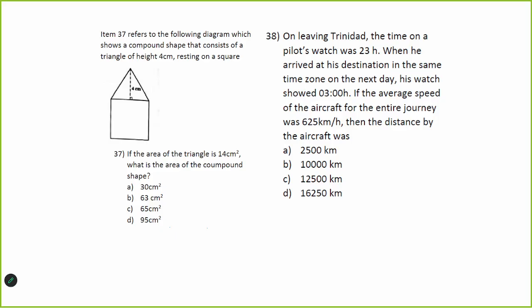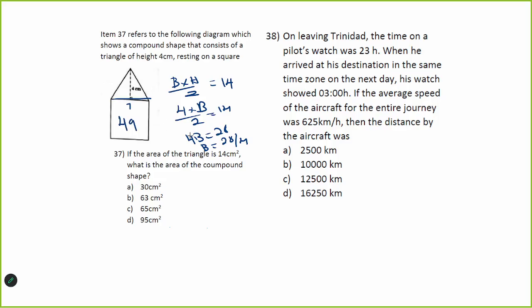This one here, if the area of a triangle is 14, what is the compound shape? I believe that this one was 65, but let's check and see. This here is your base times your height divided by 2, which equals 14, right? Your height is 4. 4 times my base over 2 equals 14. So 4b equals 28. So b would be equal to 28 divided by 4. 7 4s are 28. So 7. So 7 by 7 is 49.